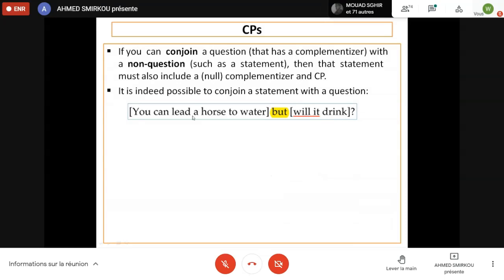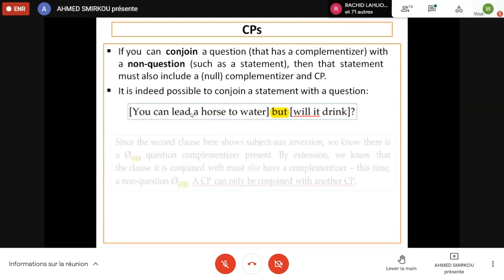The argument that we are going to use here is that since we can conjoin this question, which has a complementizer, with this statement, you can lead a horse to water, which has no overt complementizer, it means this statement also has a complementizer, and it is null as well. Because it doesn't make sense to link a CP, this question that has a complementizer, with a clause which is not a CP. It's impossible. It's like saying you can join an NP with a VP, like saying the man and go.